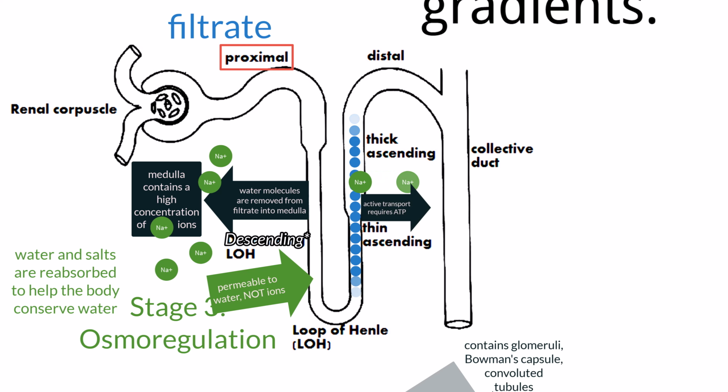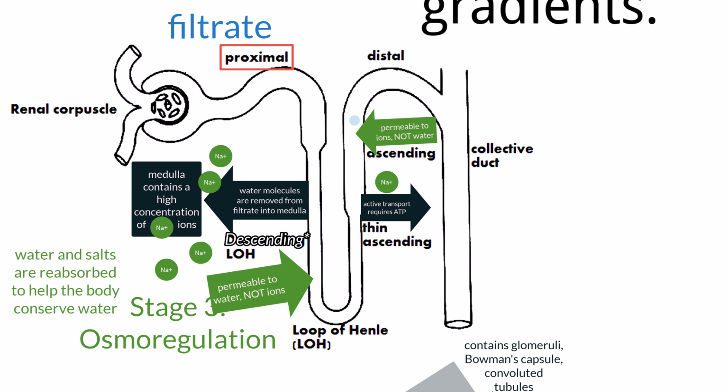Which organelle would you expect to find to help produce this needed ATP? That's right, the mitochondria. The tissue in this area, therefore, contains many mitochondria to produce the ATP needed for this active transport. The ascending limb is impermeable to water, so any water in the filtrate now will remain there until the final movement of the filtrate into the collecting duct.